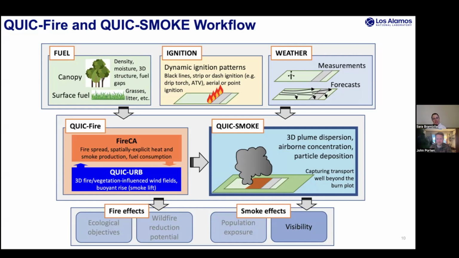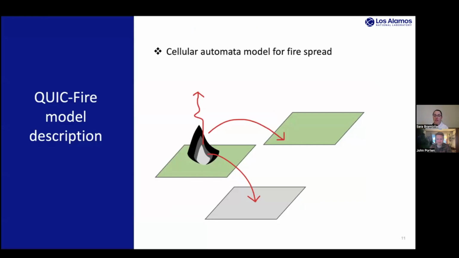And in particular, in this presentation, we'll focus on road visibility and what that means. So let's get into some of the more specific model description. QUIC-Fire is based on this cellular automata model.